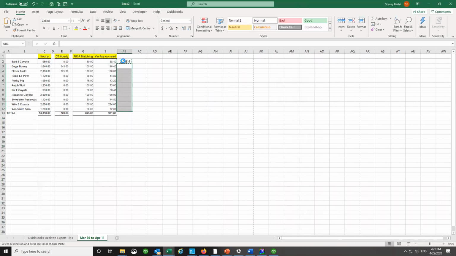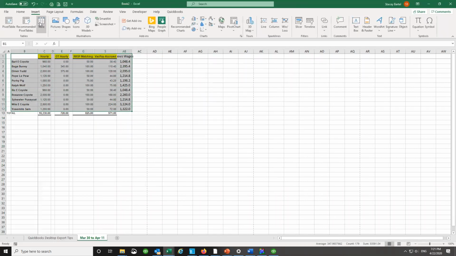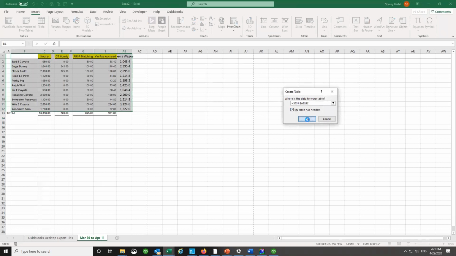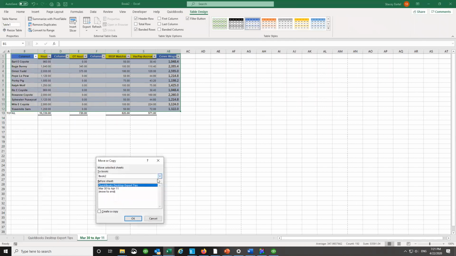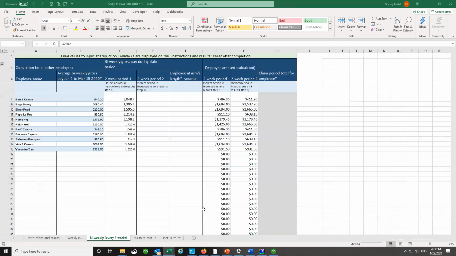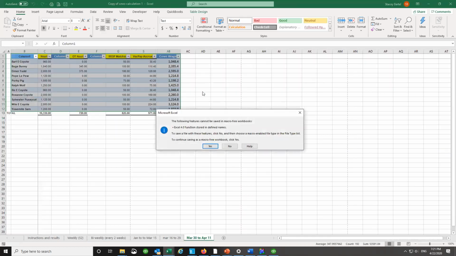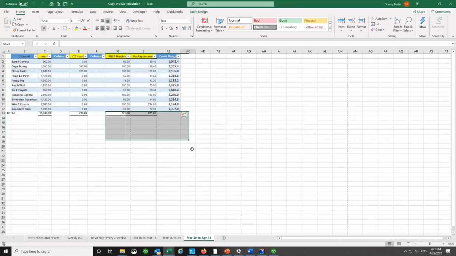Okay. And this is the CEWS wages. And again, we're going to make that a table real quick. And what are we going to do? We're going to move or copy this. We're going to move it back over to that CEWS calculation worksheet. We're going to move it to the end, back over. Now, we're going to save it. Okay. Now, we're going to copy.